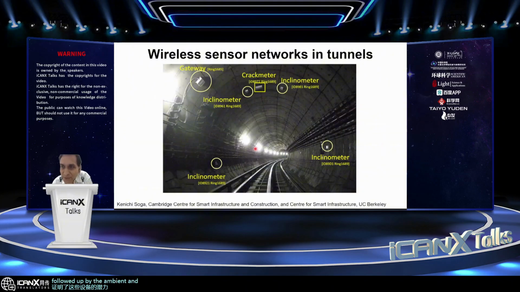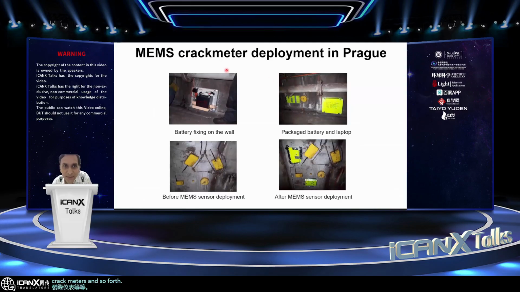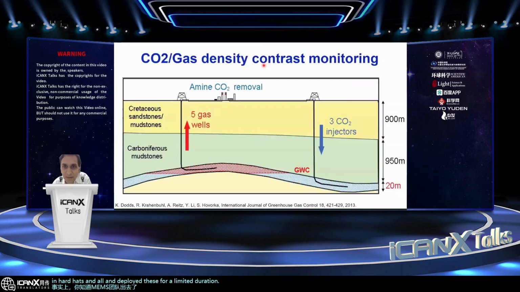And Professor Soga was interested in applications such as these. So there's a lot of deployments with the London Underground and other installations, and these sorts of sensors would then make their way into crack meters and so forth. So this is in fact a crack meter deployment as part of a European project, with one of the early generations of these MEMS strain gauges, where the MEMS team went out in hard hats and all and deployed these for a limited duration of time.